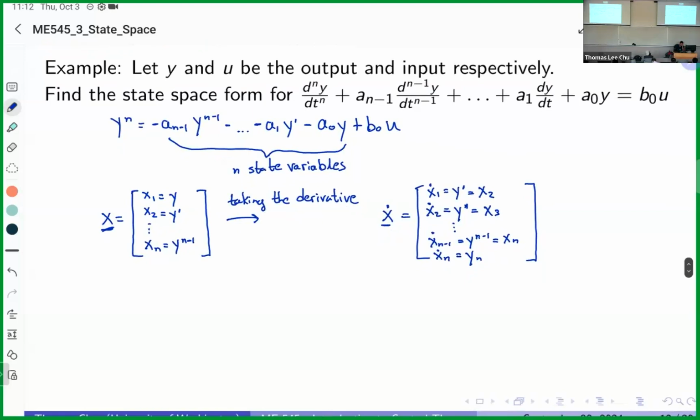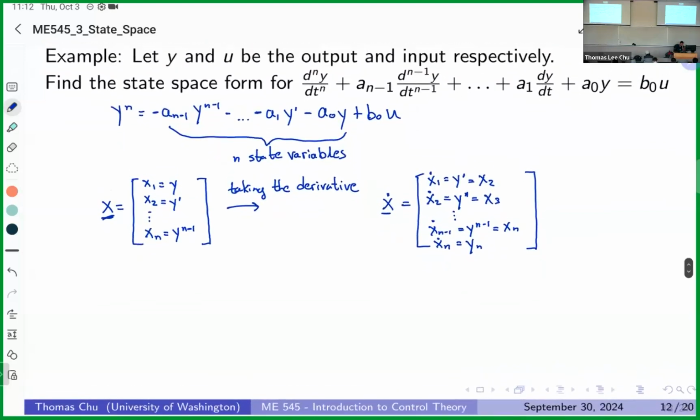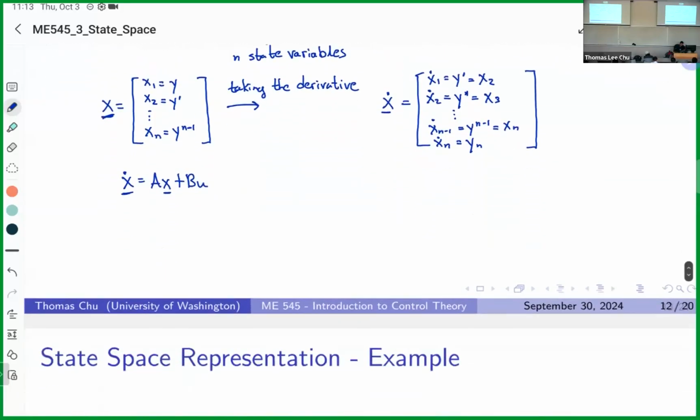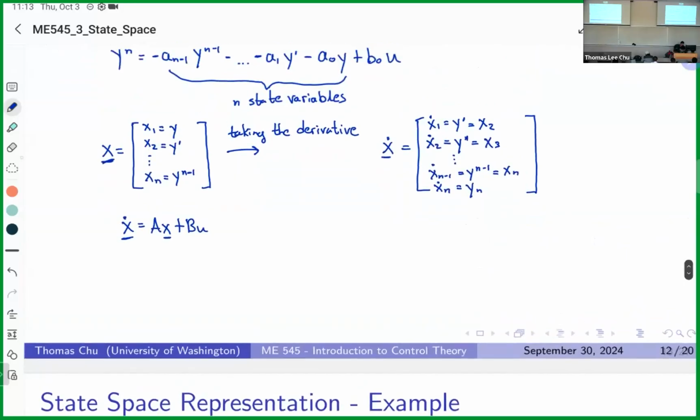So the reason why I did that is because I want to put this differential into state space form, where basically I want x dot is equal to ax plus bu. So I had to define x dot and x here. So we're going to do that on the next page.